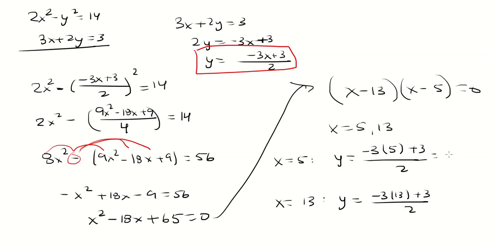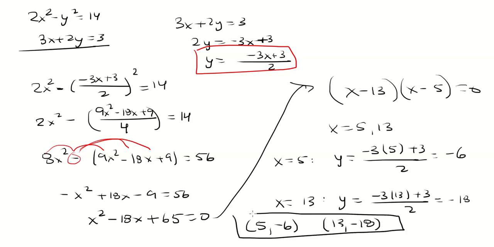Negative 15 plus 3 is negative 12, divided by 2 is negative 6. Negative 3 times 13 is negative 39, plus 3 is negative 36, over 2 is negative 18. So putting this together, when x is 5, y is negative 6. When x is 13, y is negative 18. And so this will be the final answer.